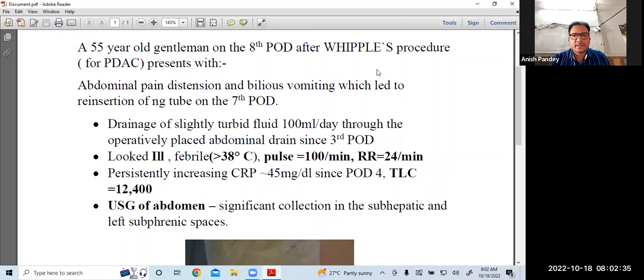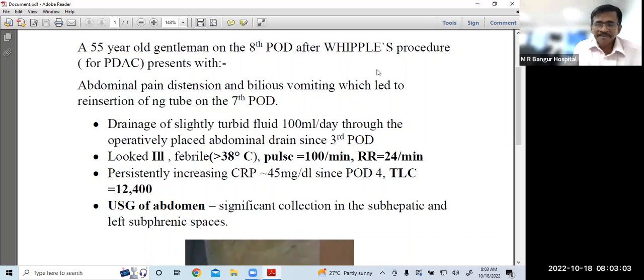Sir, as the patient underwent Whipple's procedure, and there is a collection starting from the 3rd post-operative day, and the USG of the abdomen shows a significant collection in the subhepatic and left subphrenic space, in my opinion, sir, there is a chance of pancreatic fistula formation after the surgery. You just stop at that point. I'd like you to specify a little more because some findings are also given. Just saying pancreatic fistula would not suffice.